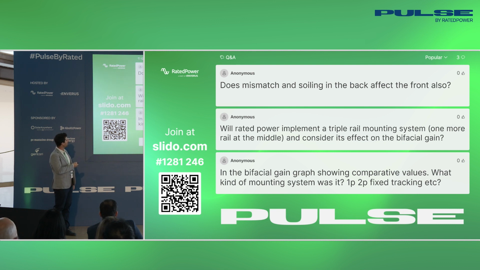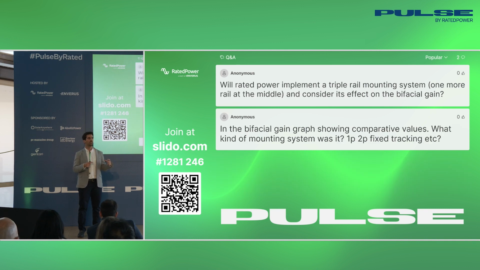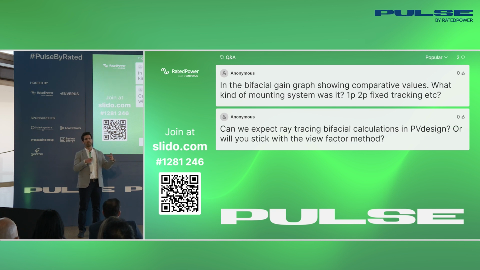Then in the bifacial gain graph showing comparative values, what kind of mounting system was it? It was a landscape system, one landscape, experimental system in Albuquerque, I think it was. And it was very small rows. And they were comparing with measured values as well. So it was an experimental installation. They were comparing measured values versus several models and plotting those charts.